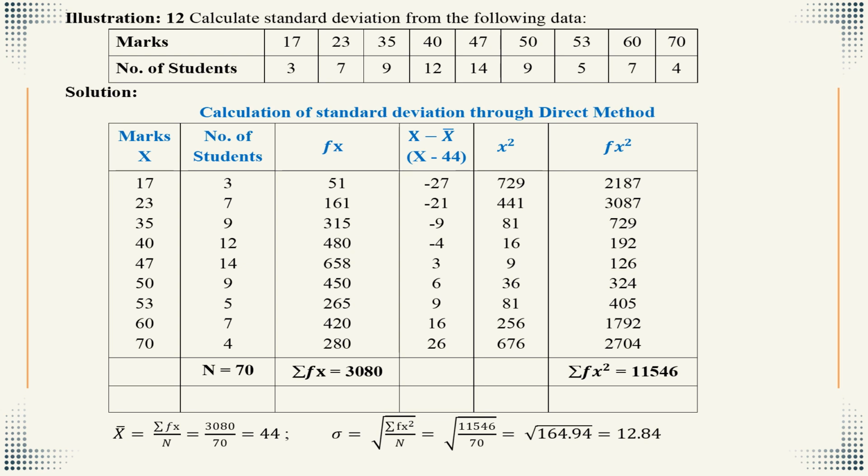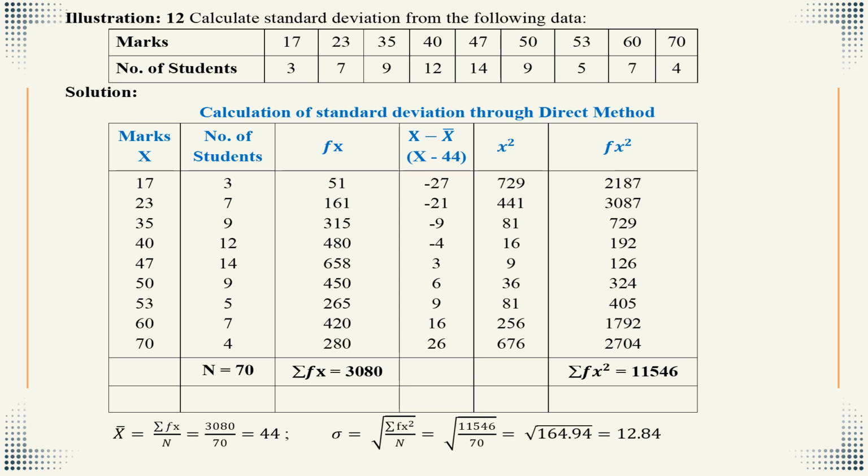Now you are applying x minus x bar, that is x minus 44. So the difference should be taken: 17 minus 44 is minus 27, 23 minus 44 is minus 21, 35 minus 44 is minus 9, 40 minus 44 is minus 4, 47 minus 44 is 3, 50 minus 44 is 6, 53 minus 44 is 9, 60 minus 44 is 16, 70 minus 44 is 26.